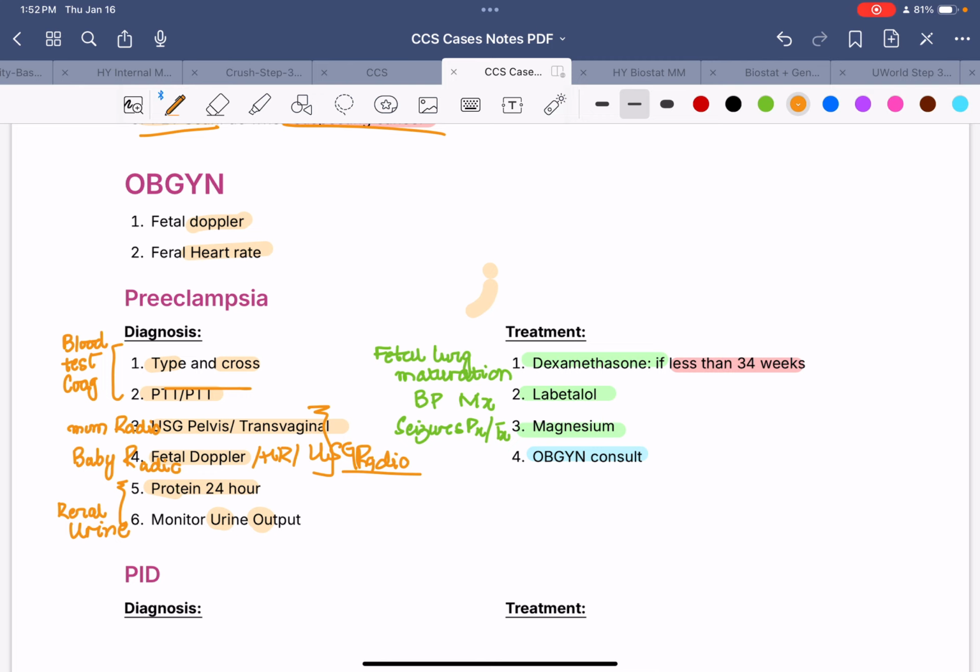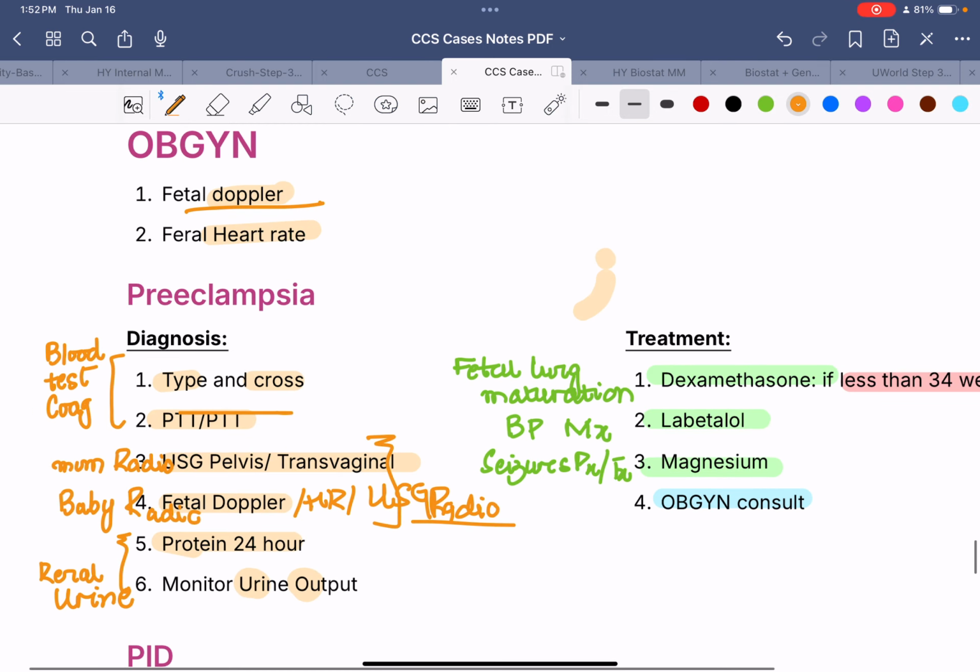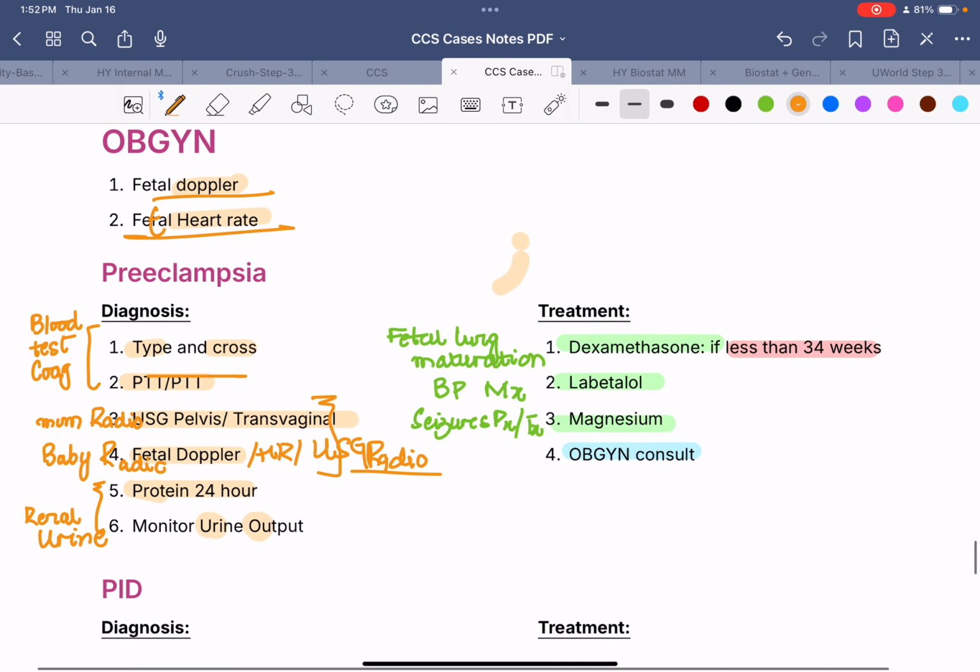Let's begin. OBGYN. So the two specific tests that you have to remember in a patient who is pregnant are doing fetal Doppler along with fetal heart rate, right? Because you have to not only check for maternal well-being but check for the fetal well-being. So don't forget to do the fetal Doppler and fetal heart rate.